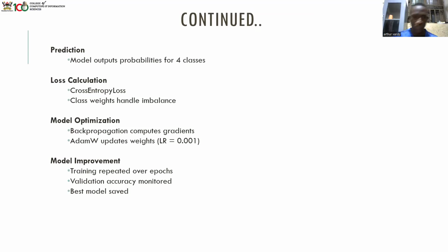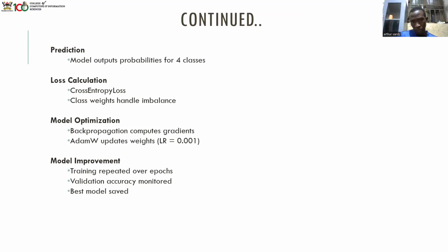Then you shall have the loss calculations. Under the loss calculations, we have the cross entropy loss. The cross entropy loss helps us to analyze how close the model's prediction is to the correct output. If the cross entropy loss is low, this implies that our model's prediction is closer to the true value that we expect or that we need. Then we have the class weighting balances.